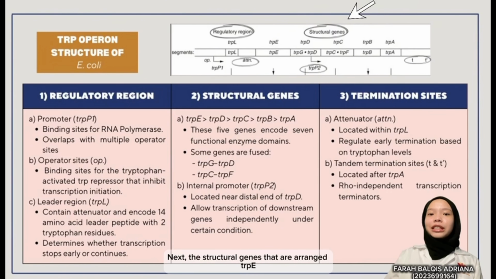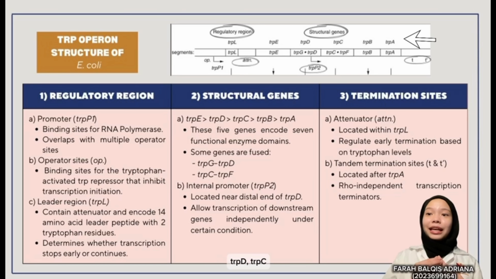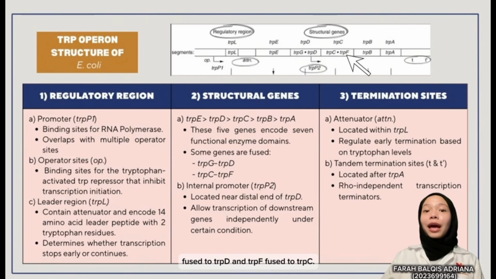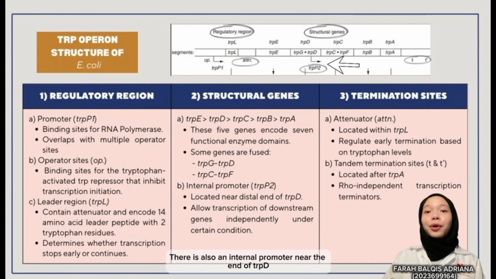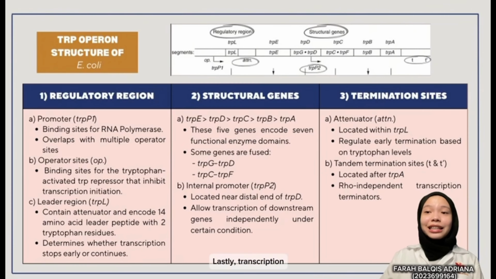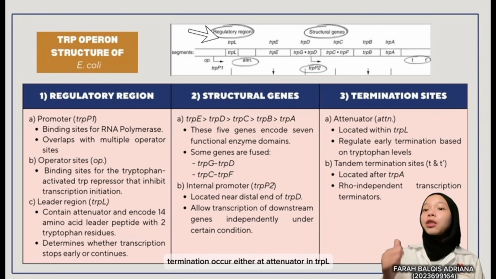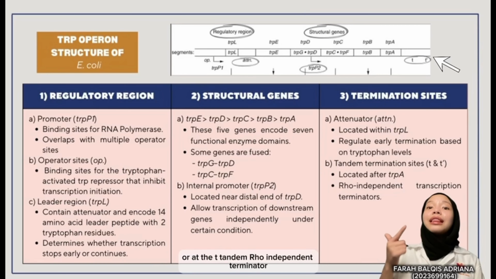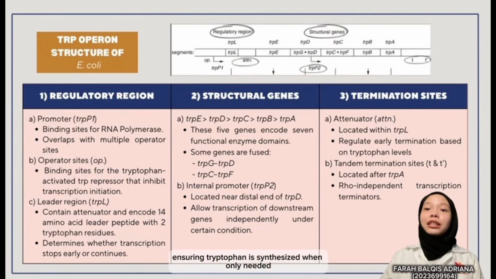Next, the structural regions that are arranged TRPE, TRPD, TRPC, TRPB, TRPA that encode 7 enzyme domains with 2 gene fusions present, which are TRPG fused to TRPD and TRPF fused to TRPC. There is also an internal promoter near the end of TRPD that allows independent transcription of downstream genes. Lastly, transcription termination occurs either at the attenuator in TRPL or at the rho-independent terminator after TRPA, ensuring tryptophan is synthesized only when needed.